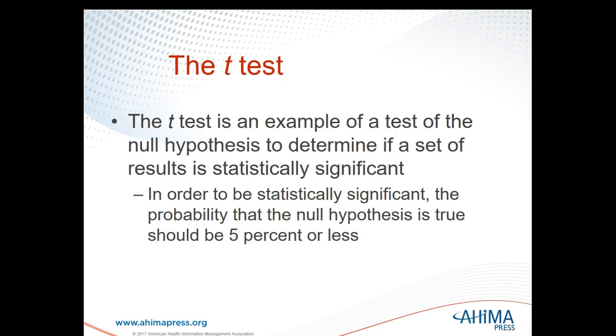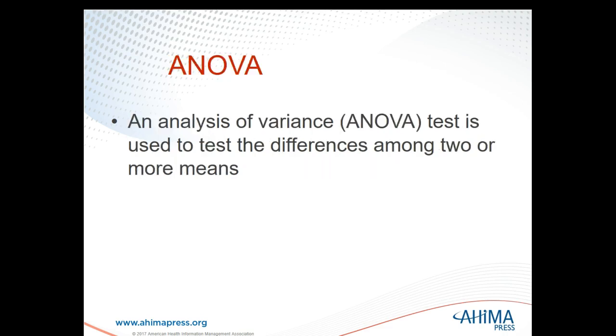Example of a test of the null hypothesis to determine if a set of results is statistically significant. So we've already talked about how the p-value helps us to determine if something is statistically significant. The p-value, the probability that the null hypothesis is true, should be 5% or less. And you'll see this in an example in your textbook.